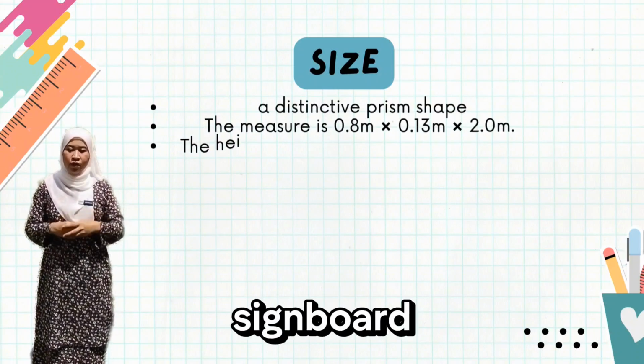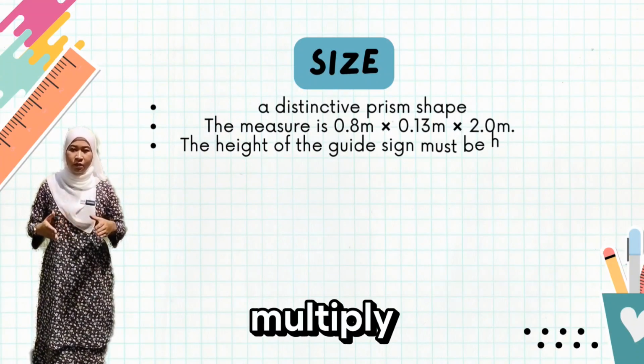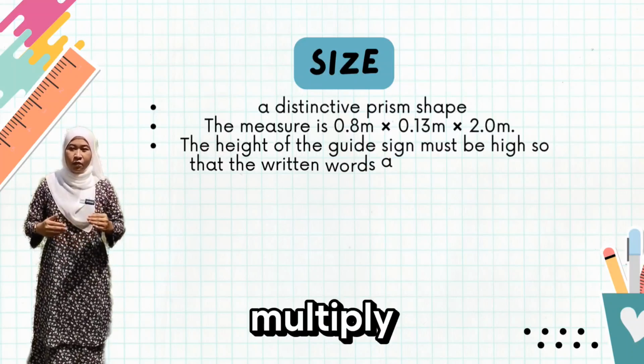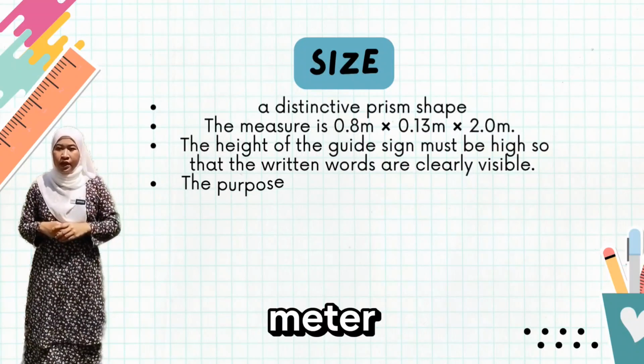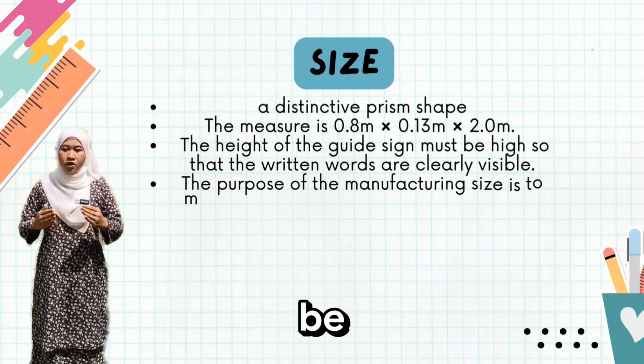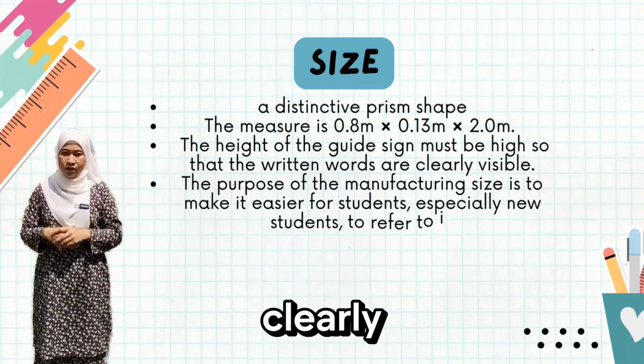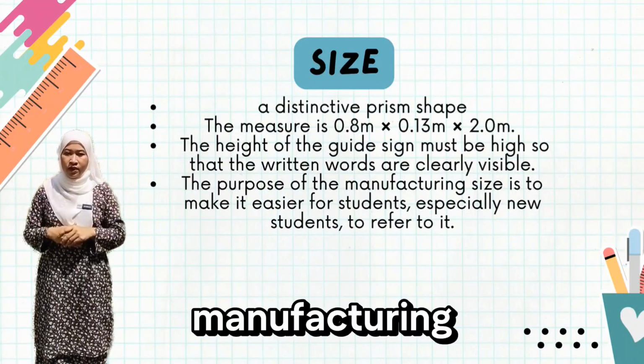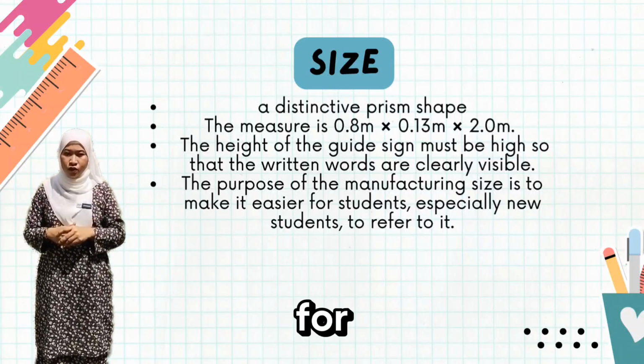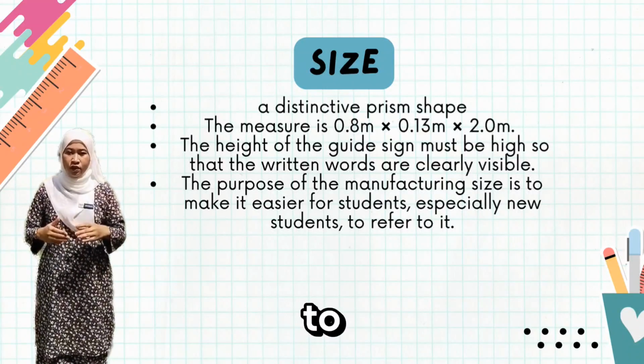The measurement of the signboard is 0.8 meter multiplied by 0.13 meter multiplied by 2.0 meter. The head of the guide signboard must be high so that the writing is clearly visible. The purpose of this size is to make it easier for students, especially new students, to refer to it.